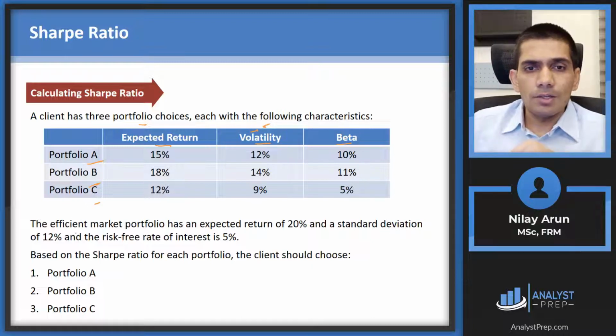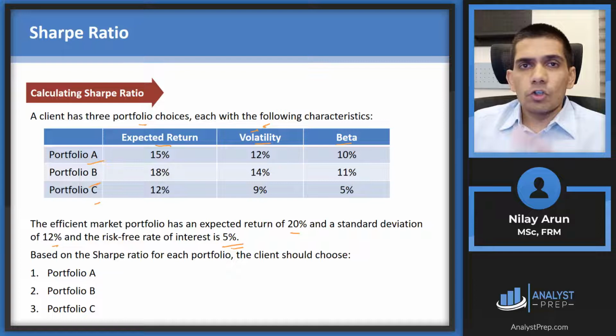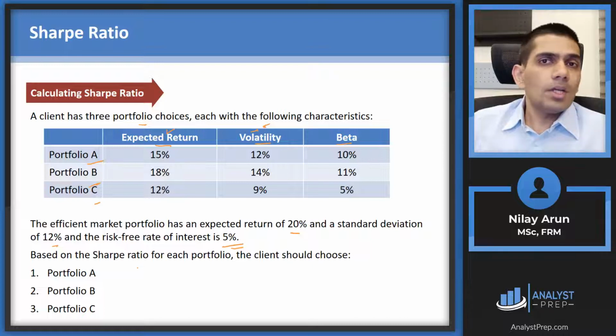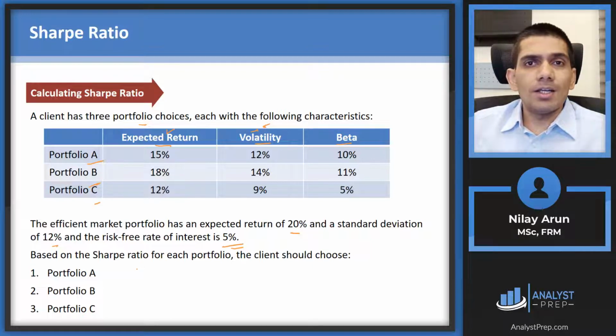Now, let's look at the question. The efficient market portfolio has an expected return of 20%, standard deviation of 12%, and the risk-free rate of interest is 5%. Remember, for the Sharpe ratio, we required 3 different things: the return on the portfolio, which has been given in your first column, the standard deviation, which has been given in the second column, and the risk-free rate of return, which has been given as 5%. Now, based on the Sharpe ratio, clients should choose portfolio A, B, or C. How do we do this? We simply look at the portfolio which is generating the highest Sharpe ratio. So we start calculating that.